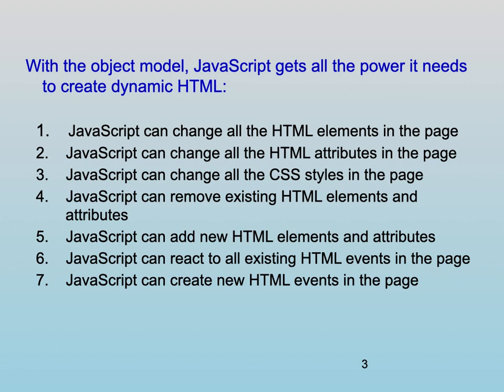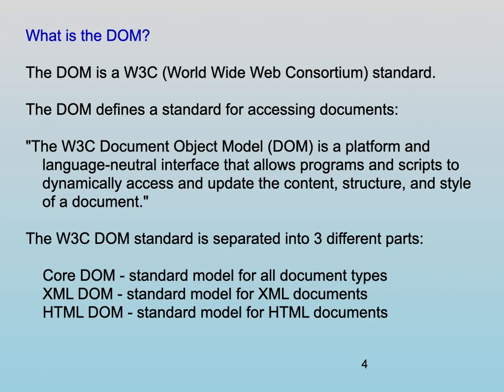JavaScript can change all the HTML attributes in the page. JavaScript can change all the CSS styles in the page. JavaScript can remove existing HTML elements and attributes. JavaScript can add new HTML elements and attributes. JavaScript can react to all existing HTML events in the page. JavaScript can create new HTML events in the page. So all these JavaScript features are used for creating dynamic HTML. We will see more about the document object model.